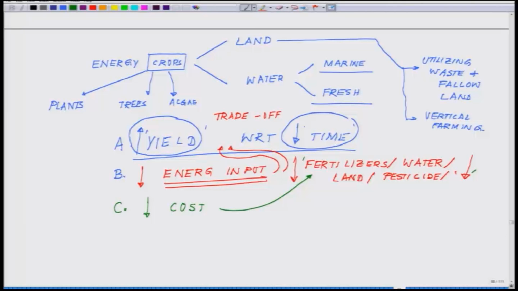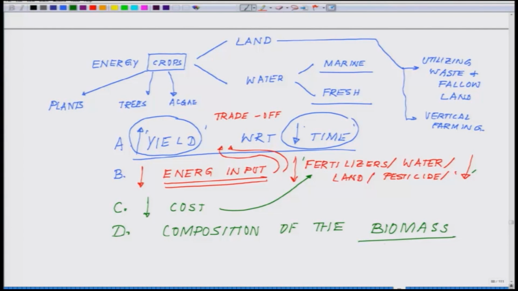Okay? So, coming back to the slide in terms of the cost, the next point which is critical here is the composition of the biomass. In terms of the composition of the biomass, there are several issues linked to it.